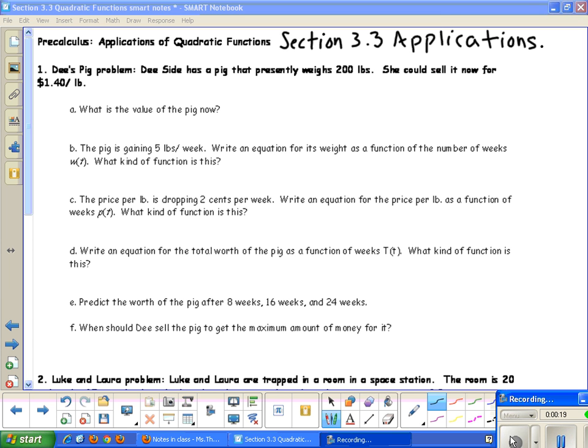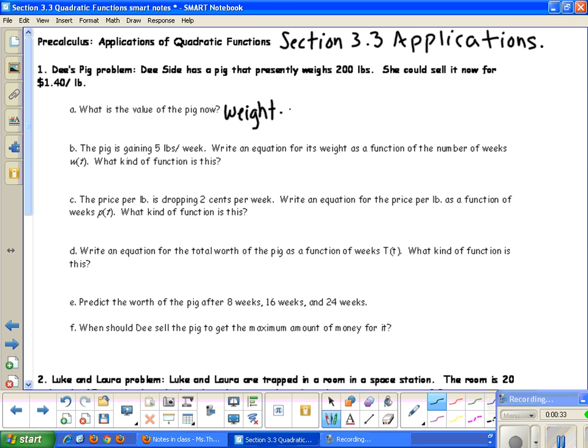In order to figure that out, you have to think about what you need to know. To figure out the value, it's 200 pounds times however much it costs per pound. So in this case, the weight times the price. That's going to be equal to 200 pounds times $1.40, which gives us $280. So this is the price of the pig right now.